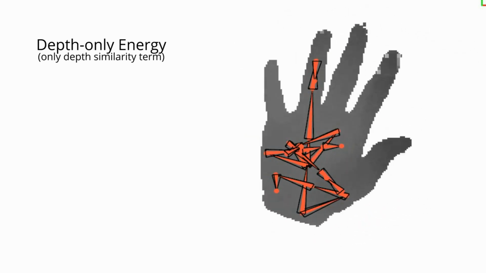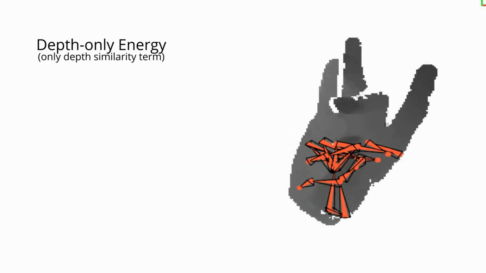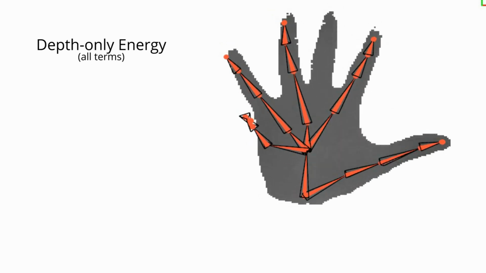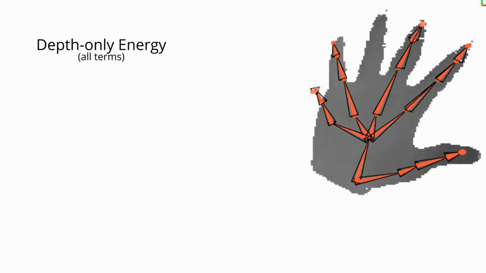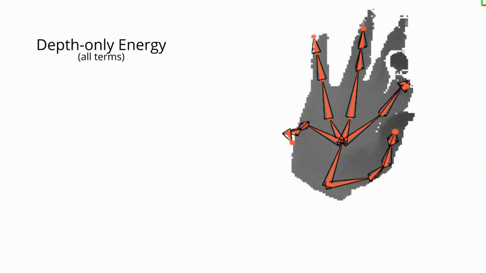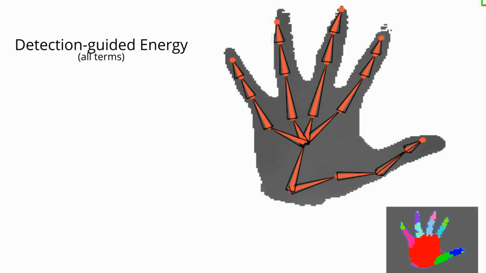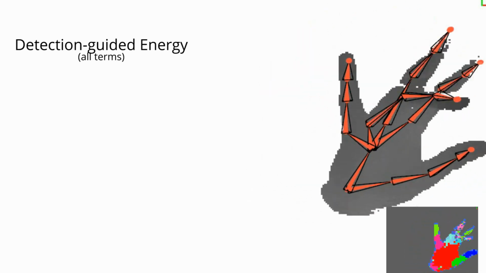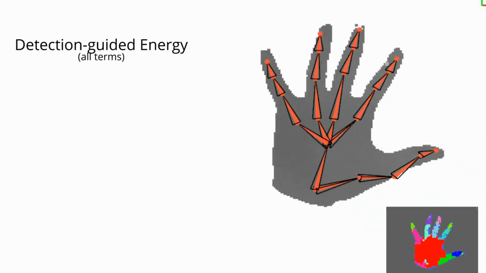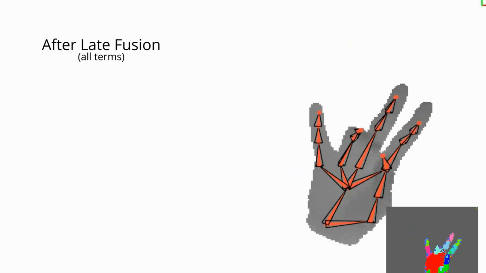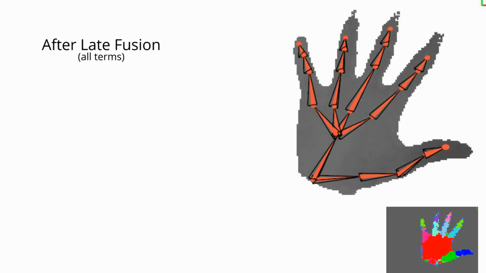When using depth-only pose estimation without the collision term, tracking is poor. The collision avoidance term significantly improves tracking accuracy, but the results remain unsatisfactory. Using only detection-guided pose estimation with collisions results in robust but jittery results. Our combined late fusion approach accurately tracks motions in spite of challenging noise in the data.